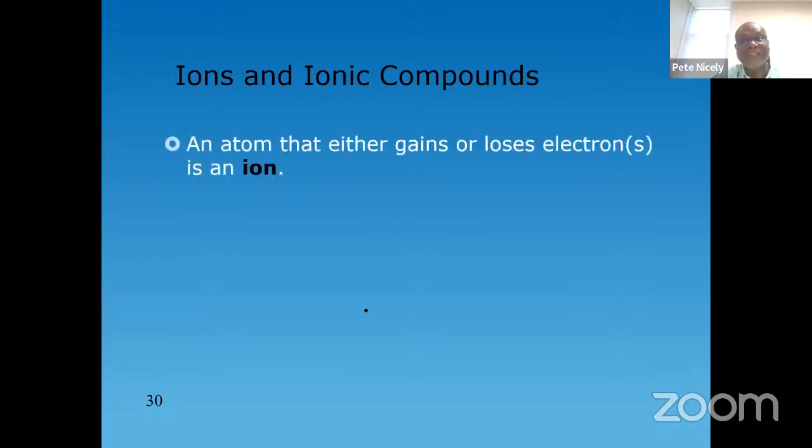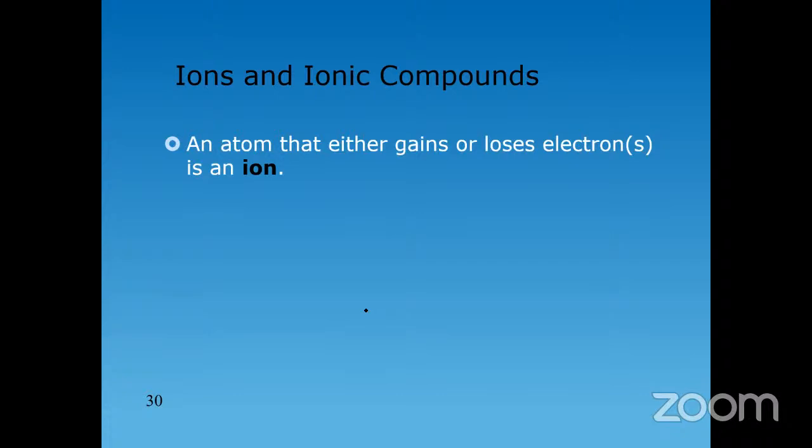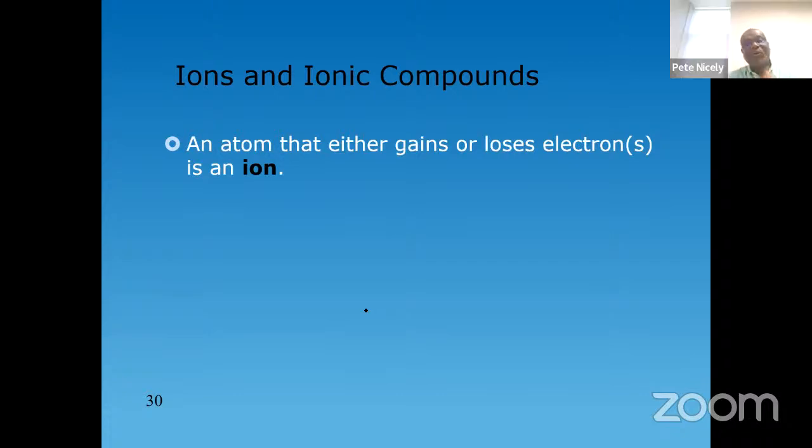And we're going to talk about ions in more detail. But for now, what you need to remember is that an ion is basically an atom. And this is in regards to monatomic ions. We're going to learn about polyatomic ions later on. But for now, let's deal with monatomic ions. So a monatomic ion is one where you have an atom that either gains or loses an electron.